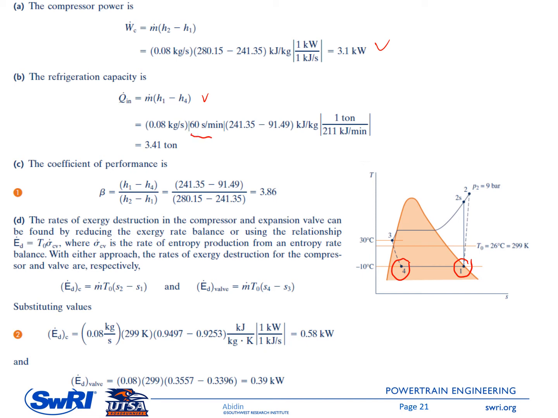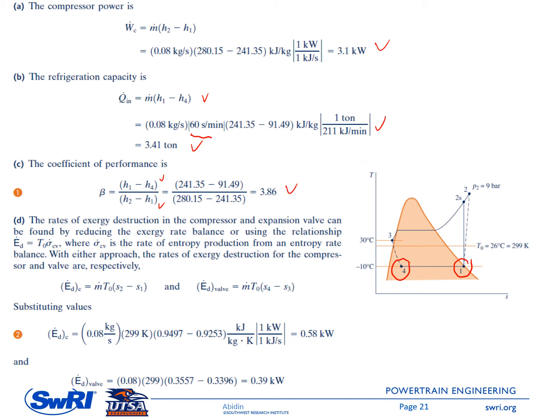So you need to multiply it by 60. And then we know that 1 ton equals 211 kilojoule per minute. So you will get the refrigeration capacity of 3.41 tons. Question number 3 is the COP, beta. So this is Q dot in over compressor work, so (h1 minus h4) over (h2 minus h1). You plug in all the numbers, you will get a beta of 3.86.